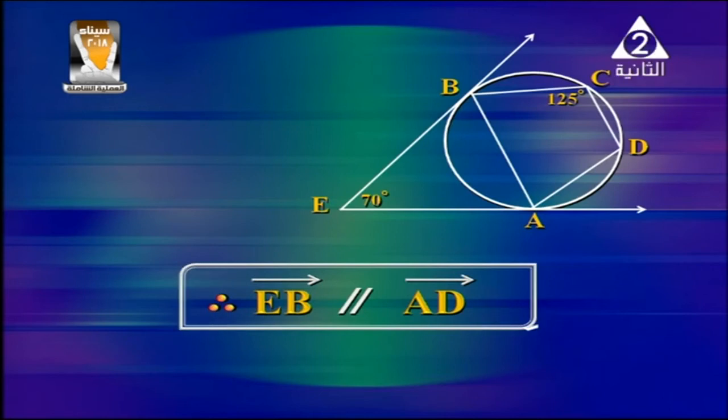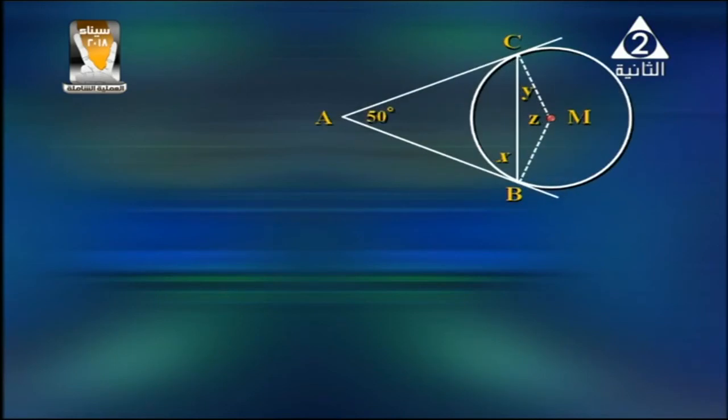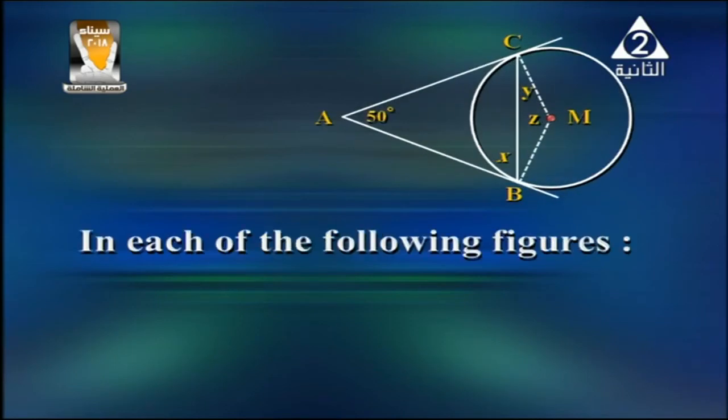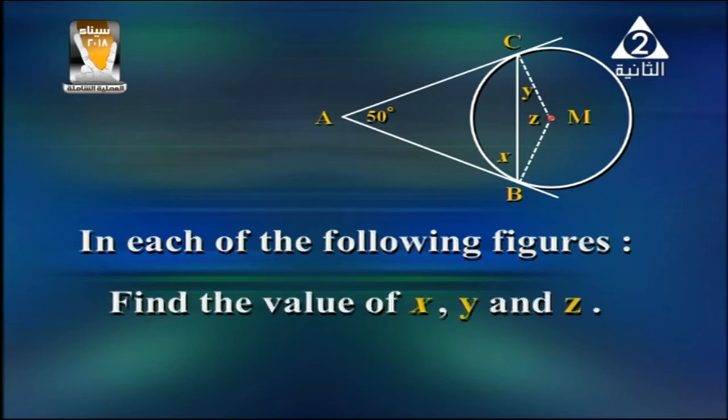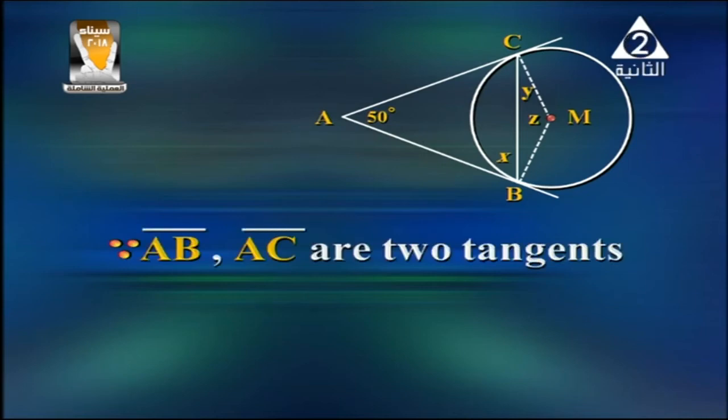Another example. In the figure opposite, try to find the values of X, Y, and Z. First of all, when you look carefully, you are going to notice that AB and AC are two tangents drawn to circle M from one point outside the circle, which is A. So as AB and AC are two tangents, therefore AB equals AC.